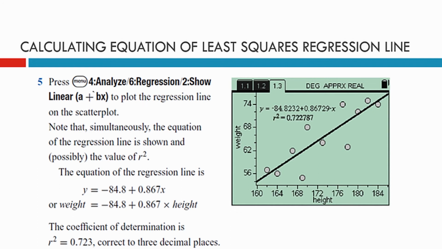Then to get the line, go to Analyze. Go back to Menu, Analyze, Regression, Show Linear A plus BX, and it will give you the actual equation of your line, least squares regression line. You need to convert though, weight and height again. Remember, Y is your weight, X is your height. And make sure that you write the coefficient of determination.